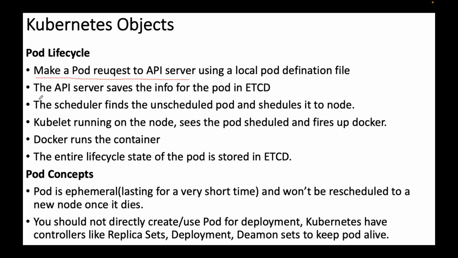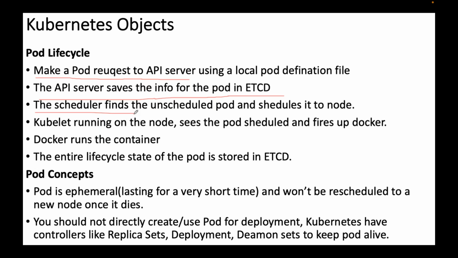The API server saves that information in etcd. But before saving that information in etcd, it does some kind of validation, authentication, and authorization. After all these things, the API server passes the information to etcd. Then the scheduler comes into the picture here.